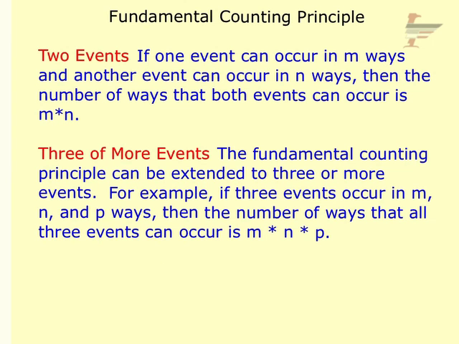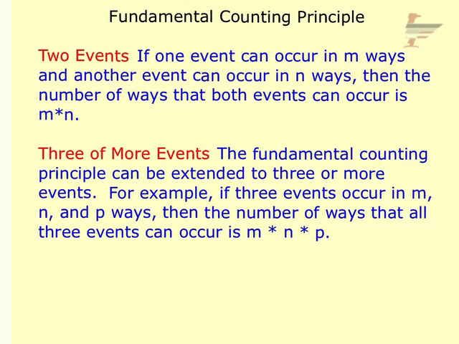All right, the fundamental counting principle is actually a very simple idea. If you have 2 events, so for example, if one event can occur in m ways and another event can occur in n ways, then the number of ways that both events can occur is m times n.